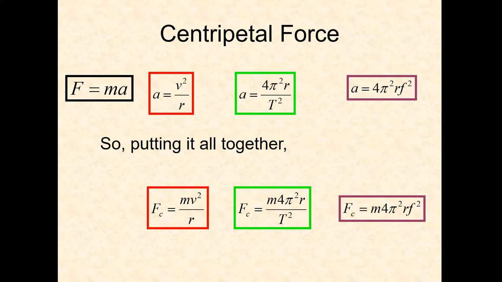You don't necessarily need to use all of these. It depends on what the question tells you. If you're given velocity, you're going to use the equation that uses velocity. If you're given period, you're going to use the green one, which deals with T being the period. And if you're given frequency, then we're going to deal with the purple one, which is the only one that relates frequency at all.